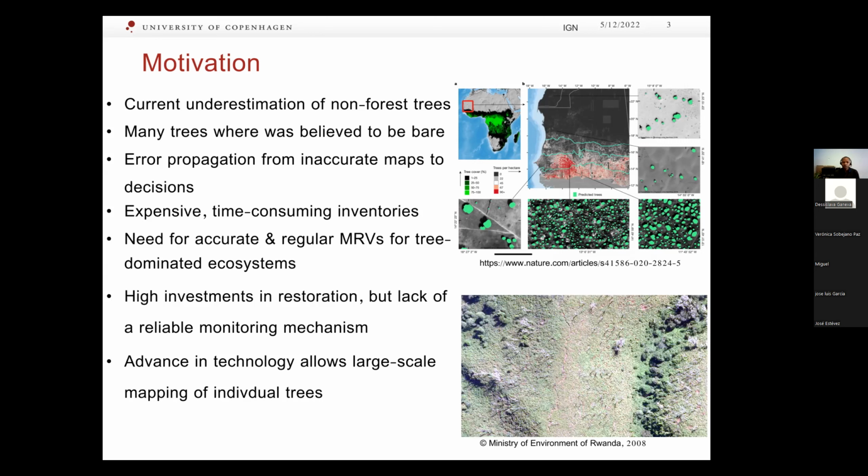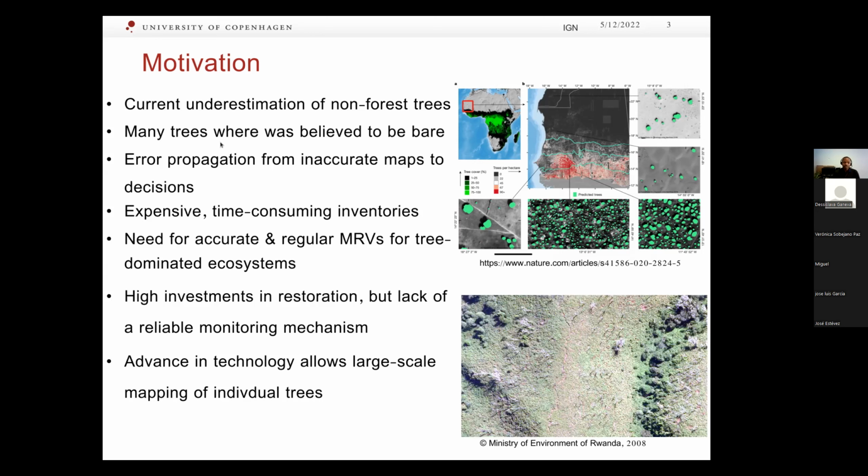And this also is because there is a lot of investment into ecosystem restoration. Like in Africa, we have AFR100, an initiative which is encouraging many African countries to restore about 100 million hectares by 2030. And the main activity in this is planting trees. So we need a mechanism to monitor all of those trees. Where are they planted? How many survived? And all of those. So luckily, the advance in technology allows us large-scale mapping of individual trees.